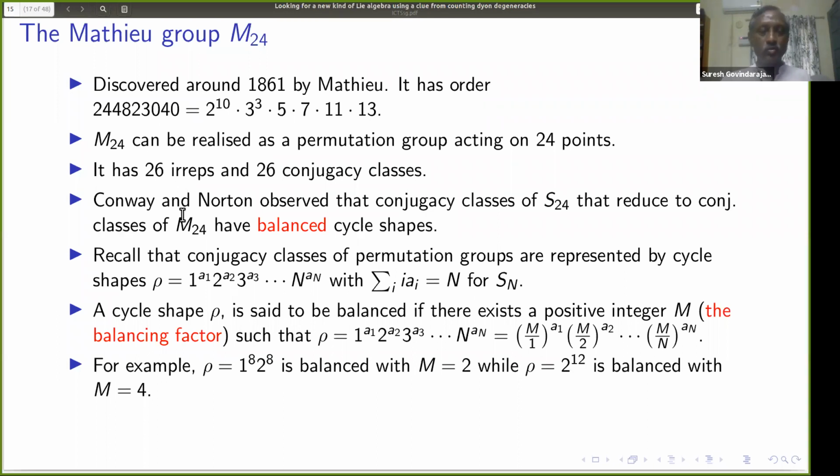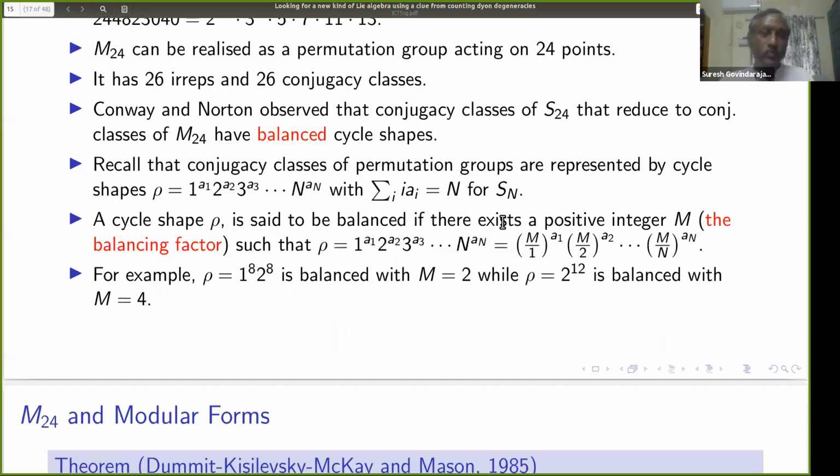Conway and Norton asked: what are the conjugacy classes of S24 that reduce to M24? They found that all the conjugacy classes of M24 have balanced cycle shapes. I'll explain what that is. Of course, not all balanced cycle shapes of S24 are M24 conjugacy classes. There are more than 26, but 26 of them are this.